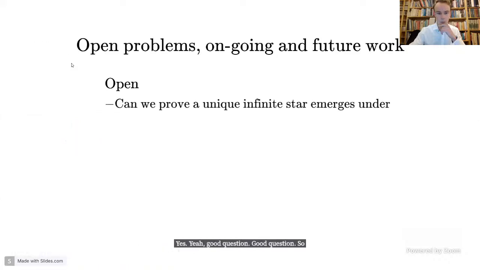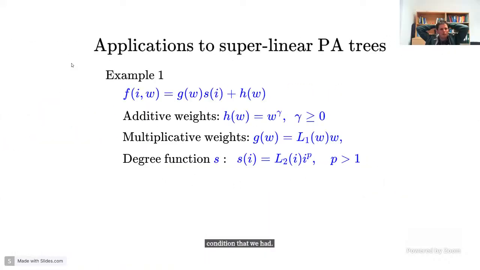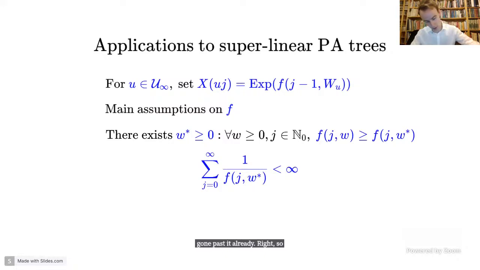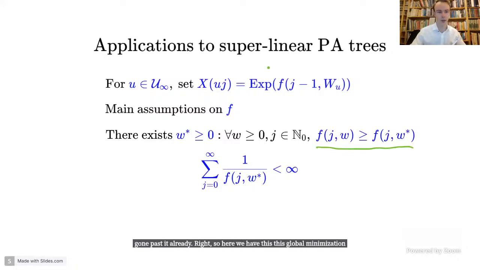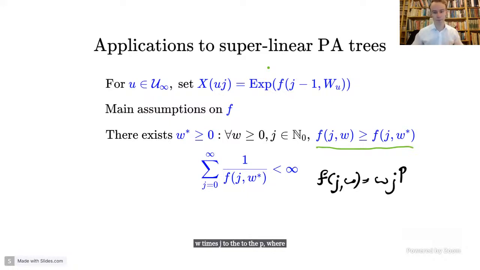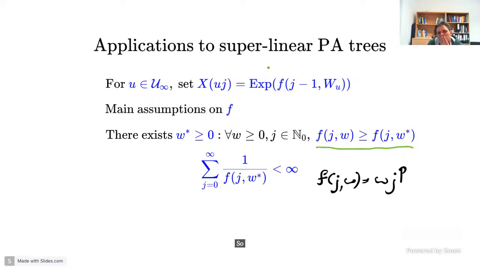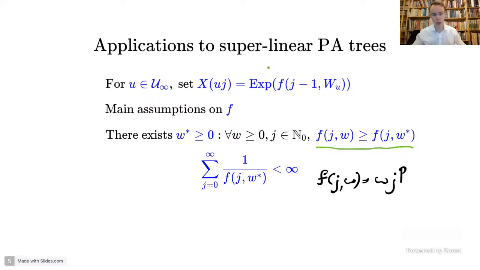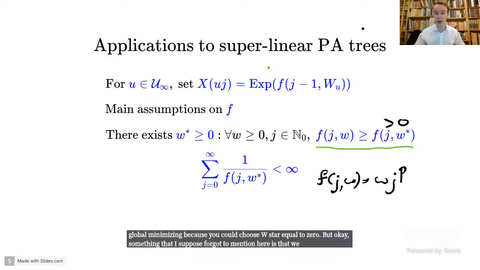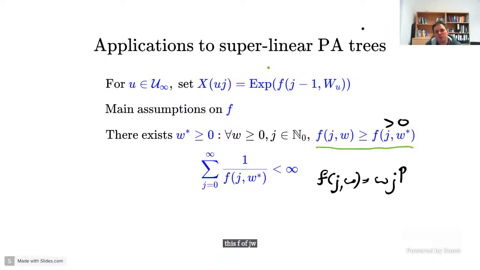So there is this global minimizing condition that we had, right? Where was it? Yes, here. So here we had this global minimization condition. Is that what you meant? Yes. So take, for example, f of j comma w equal to w times j to the p, where p is larger than 1. So you would still have some kind of global minimizing, because you could choose w star equal to 0. But something that I forgot to mention here is that we want this rate f of j w to be strictly larger than 0. Okay, I see. So this is not satisfied in this case.